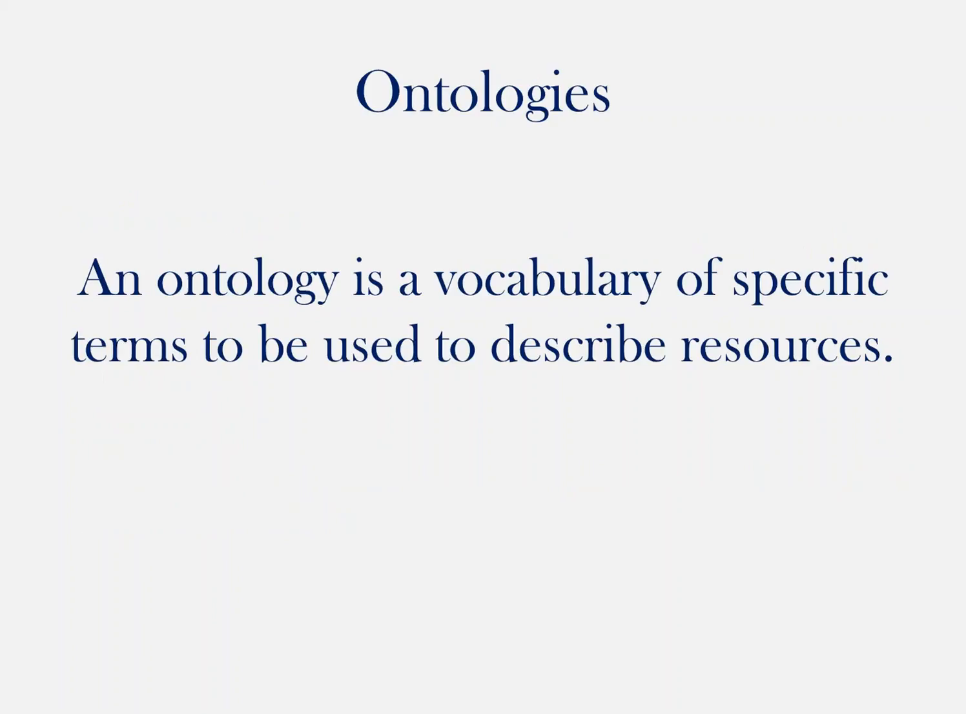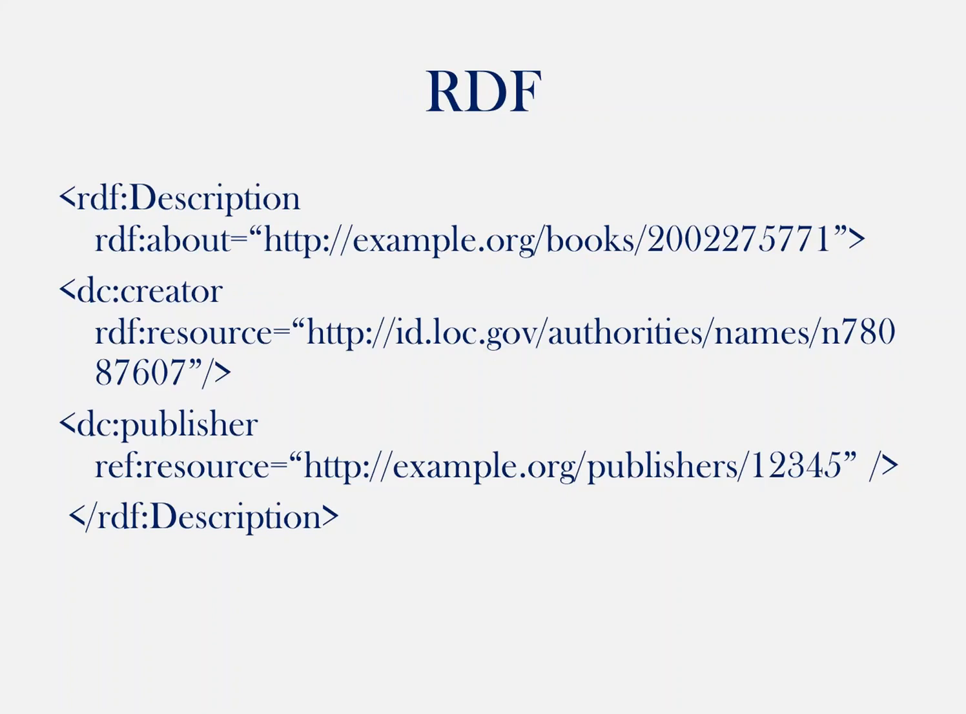And so, as you can see, when we're doing this, we have the URIs that represent the things that we're talking about, but when it comes to laying out relationships between them, you use something called ontologies, which are a vocabulary of specific terms to be used to describe resources. So those relationships, has author and has publisher. Let me go back to the previous slide for a second.